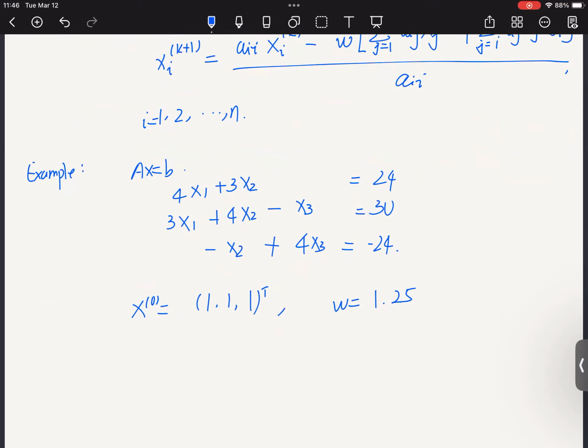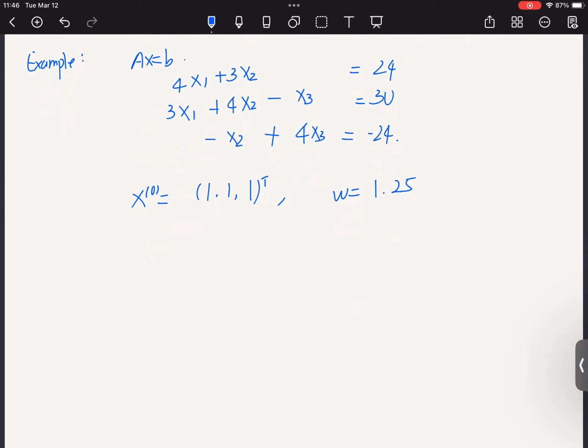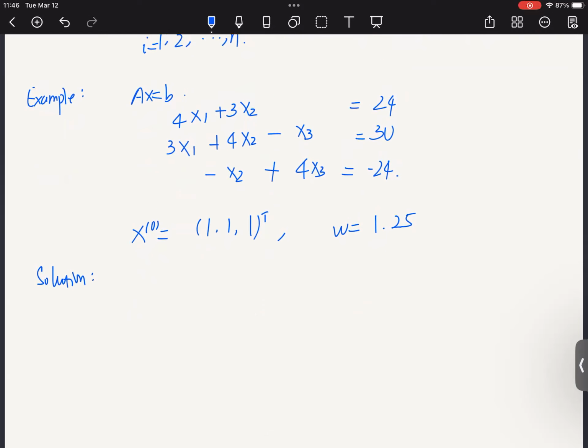It's in the range between 0 and 2. And let's see. Because the SOR method is an updated version of the Gauss-Seidel method, let's take a look at the Gauss-Seidel method first. So, the Gauss-Seidel method solution here. So the Jacobi method, and then we go to the Gauss-Seidel method, right? And then from the Gauss-Seidel method, we go to the SOR method.